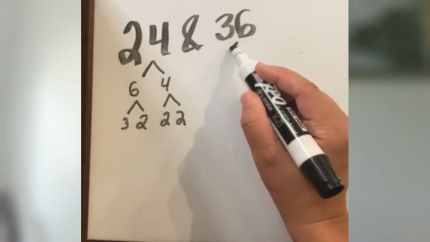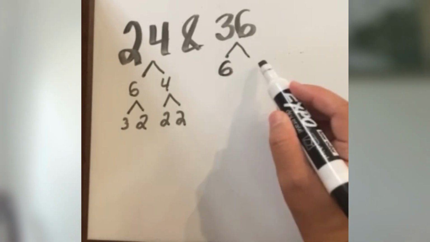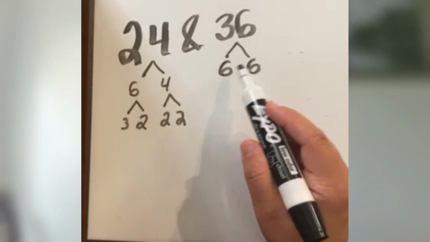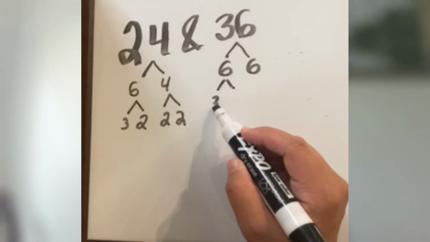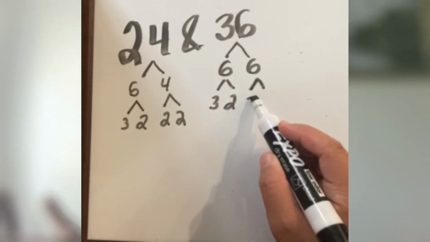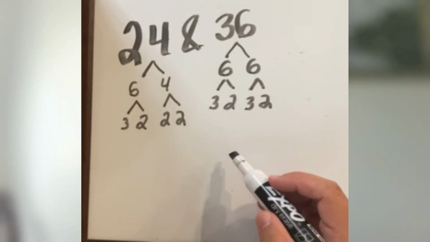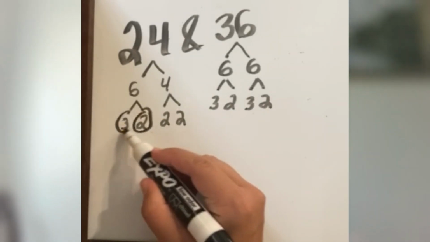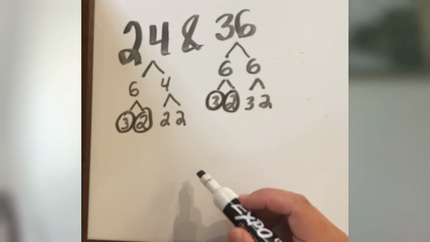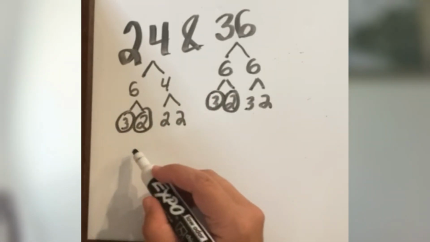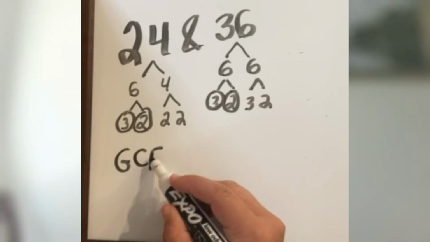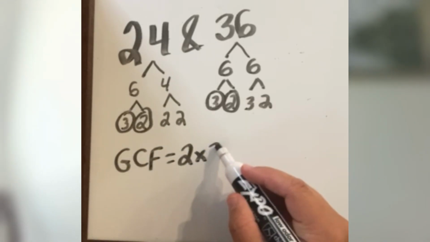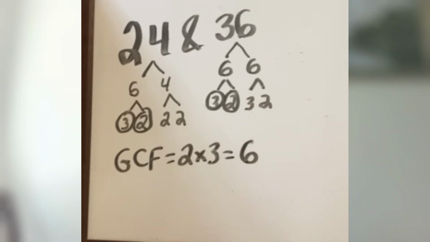Next, we're going to do the prime factorization for 36. Well, we can do 6 times 6. And then we can further break down 6 into 3 and 2. And we'll do the same thing for the other 6, 3 and 2. So now looking at our factors, we have 2's and 3's in both of our numbers. So 2 and 3 are common factors for 24 and 36. So when we multiply them together, we'll get 6. So therefore, our GCF for 24 and 36 would be 6.